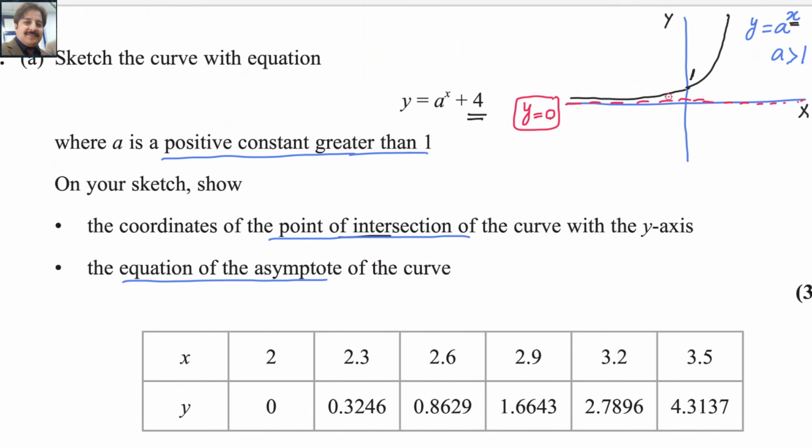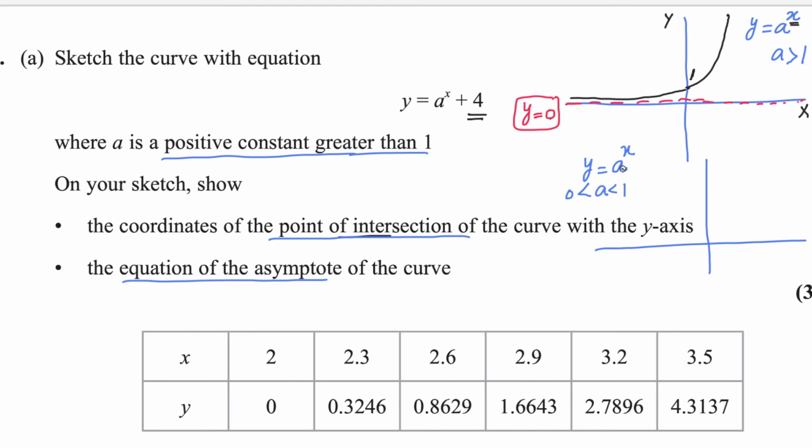So this is the one case. There is another case, when a lies between 0 and 1. So what will be the shape of the graph? Let me draw this one as well here. This is the second case, when a to the power x, and a is lying between 0 and 1.